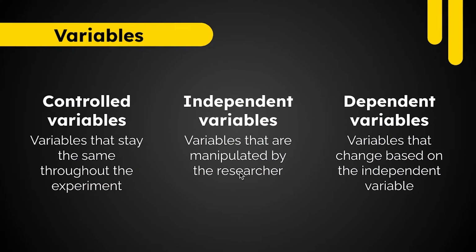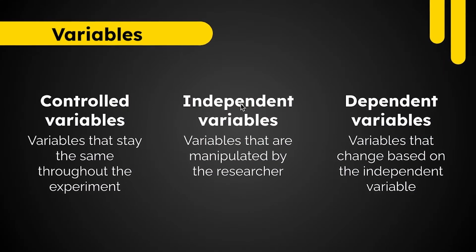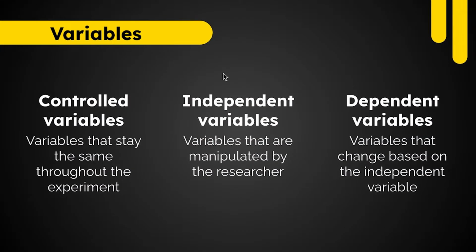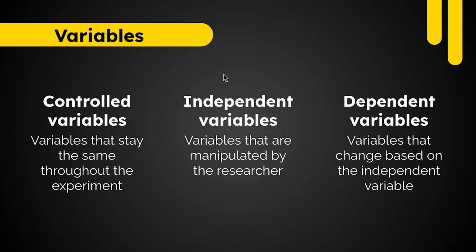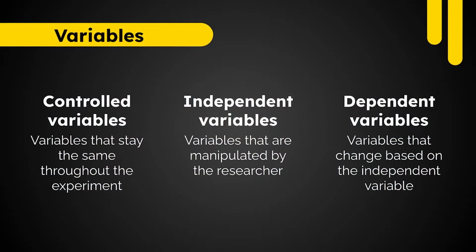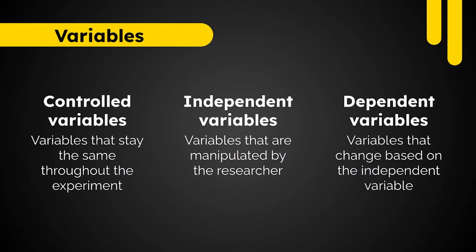So when we talk about experiments, we're going to have variables in these experiments. Usually we have three kinds of variables: controlled variables, independent variables, and dependent variables. The controlled variables are going to be things that you keep the same throughout the experiment. What does that mean? We're going to talk about some examples later. Independent variables are variables that are manipulated by the researcher, so things that are changed by the researcher in the experiment. And the dependent variables are going to be the variables that change according to the independent variables. So when you change the independent variable, the dependent variable changes.